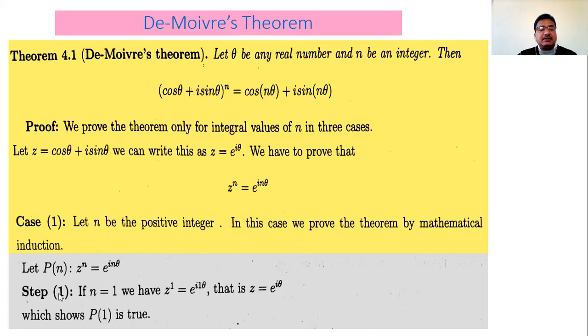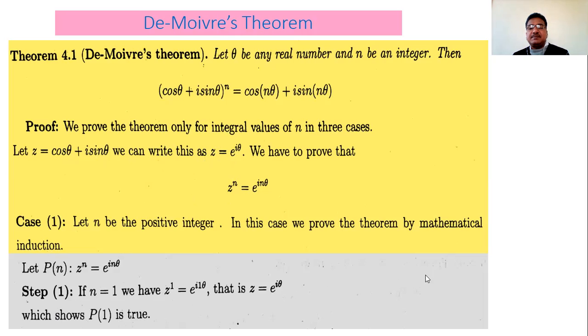There are two steps in mathematical induction. The first step is to prove the result is true for n equal to 1. So take n equal to 1. We have to show z raised to 1 is equal to e raised to i 1 theta, that is, z is equal to e raised to i theta. This is given by our assumption. Therefore P1 is true. There is nothing to prove. This is the first step.